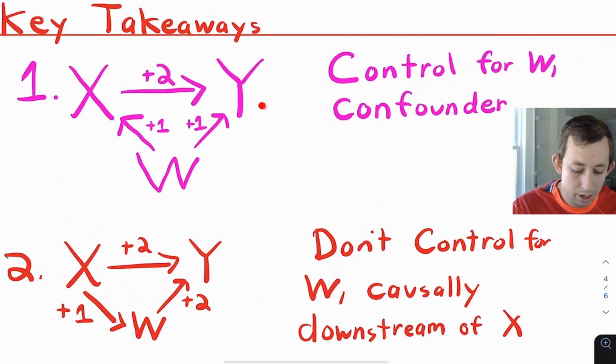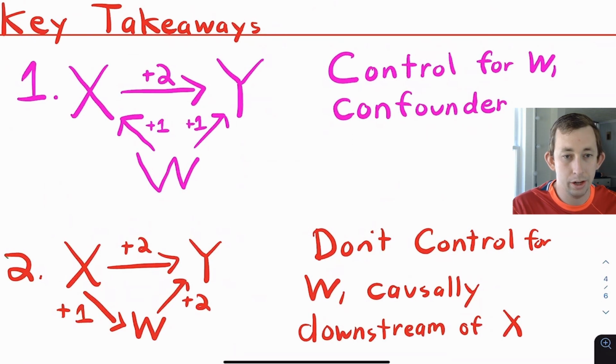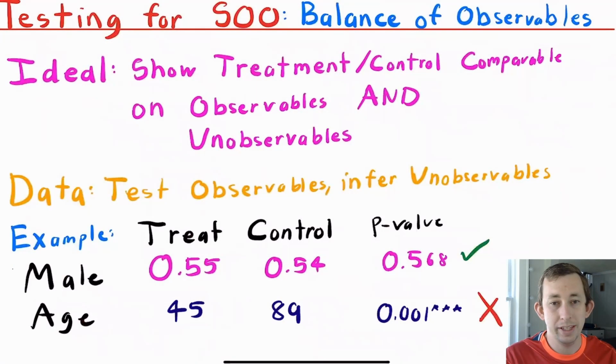So in scenario 1, you definitely want to control for w, that's a confounder. But in scenario 2, you don't want to control for w because that is a variable causally determined by x. This is something that can be kind of confusing when you're thinking about your regression model and selection on observables, so I just wanted to cover it, but now let's move on to the balance test. So here's the situation with the balance test.